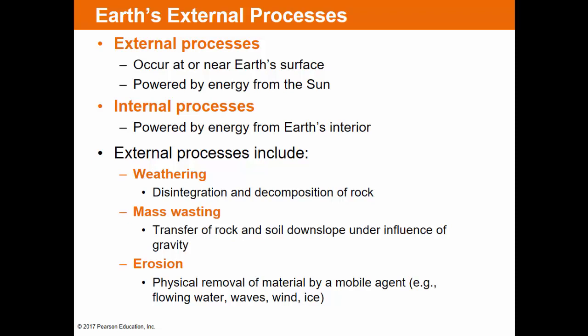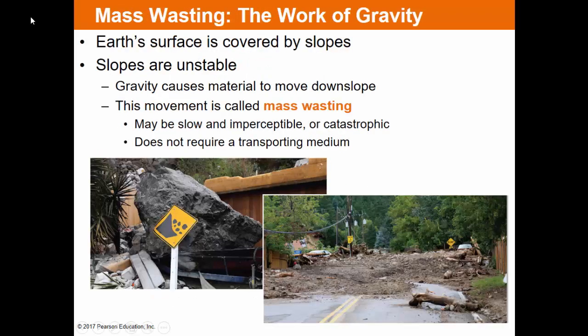Those external processes that occur at or near the Earth's surface can also include weathering, which is a function of rocks moving into a new environment and trying to come into equilibrium with that environment; mass wasting, which is a function of gravity; and erosion, which is also the movement downstream of sediment. So those are our external processes that we are going to be looking at when we're talking about water moving across and through the earth.